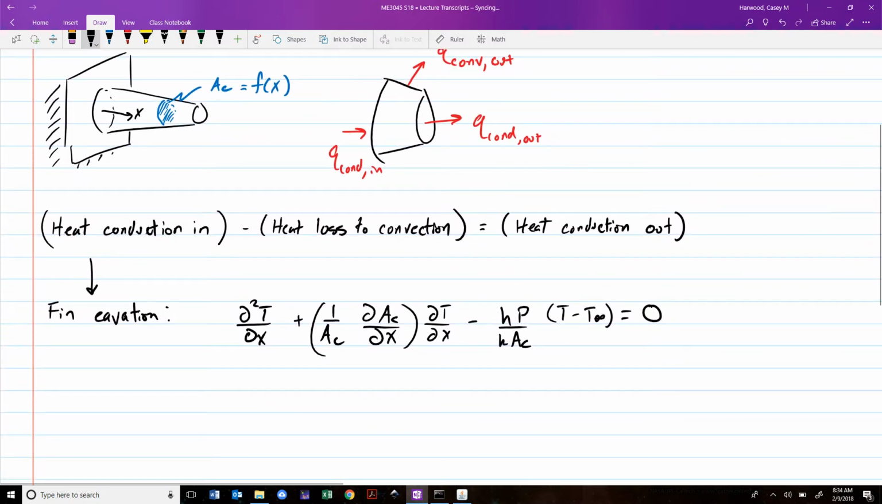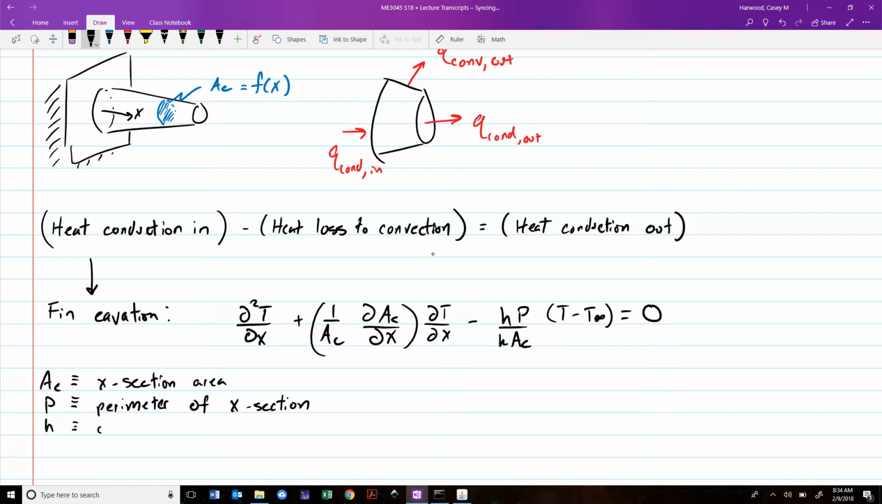In this equation, A_c is once again the cross-sectional area. P is the perimeter of that cross-section. h is the convection coefficient. And k is our thermal conductivity.